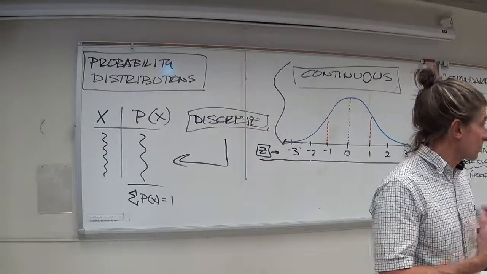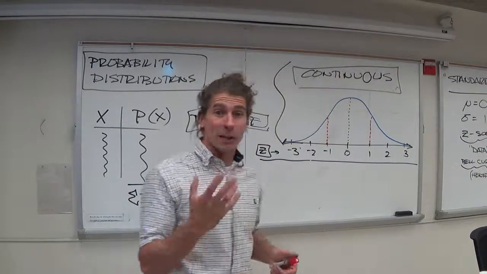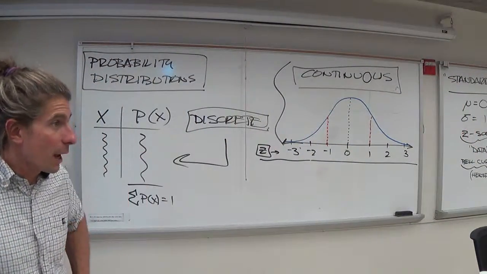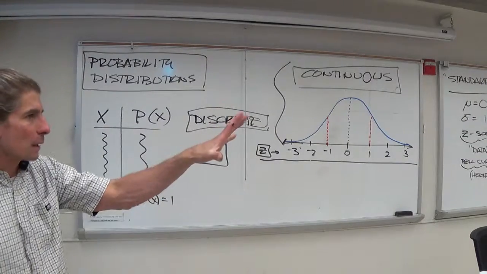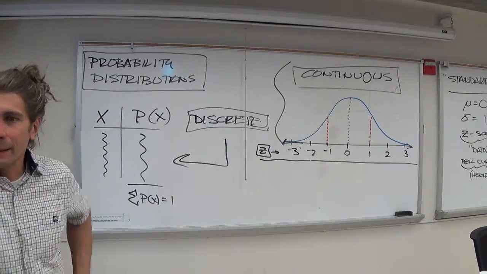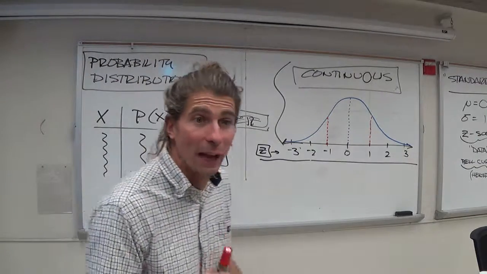I gave you some data sheets of data that I had found in research that was normally distributed, and we counted the data, and it was discrete. But in continuous data, how do you know that? Well, here's how you have to know that.